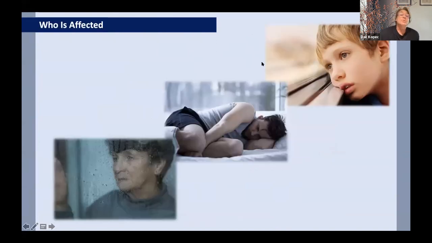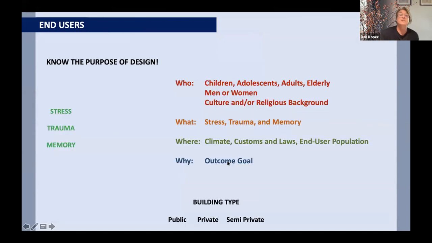Okay, so who gets affected by this? Well, the bottom line is that we're all affected by stress. Our children are affected by it. Adults are affected by it. And older people are also affected by it. They're affected in different ways. So we need to be aware of how it is that those people are being affected.